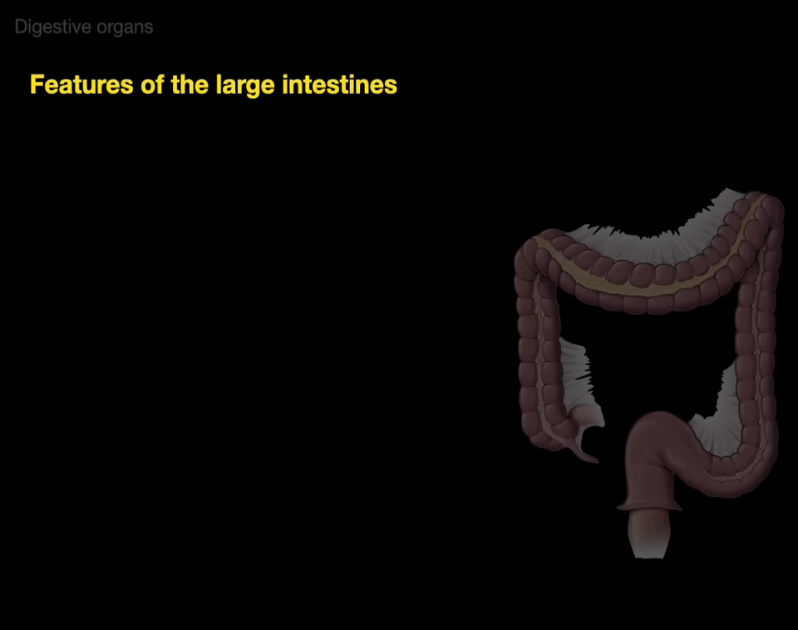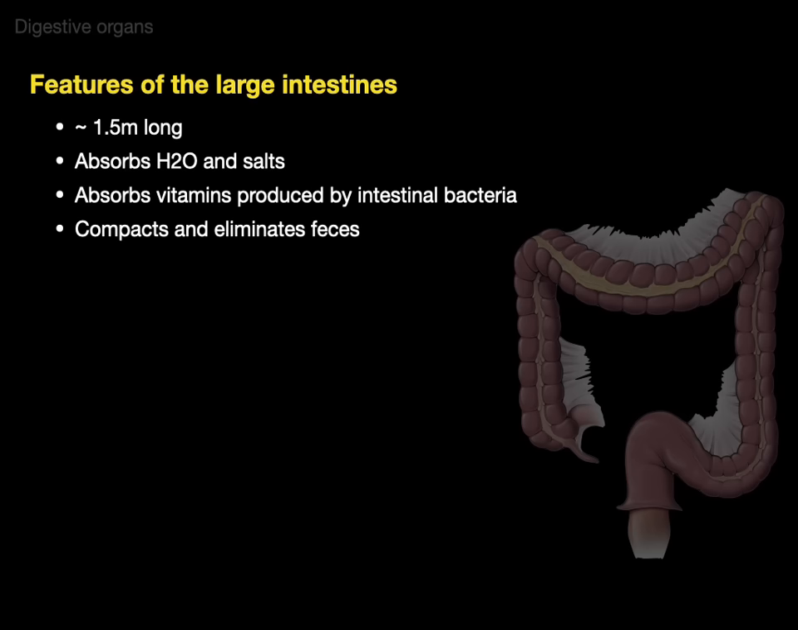What are some of the features of large intestines? Well, they're about 1.5 meters long. They get their name because the luminal diameter is large compared to the small intestine, even though they're far shorter. The large intestines absorb water and salts and also vitamins that are produced by the intestinal bacterial flora. And the colon basically compacts and then eliminates feces.